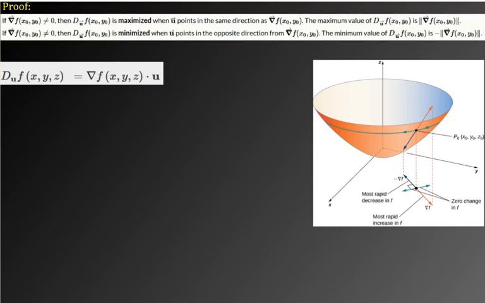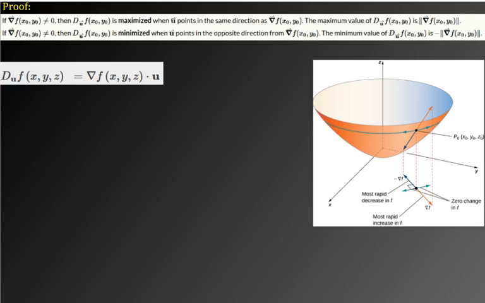All right, so I just want to go back here. This is basically just summarizing what we were just talking about. So assuming a non-zero gradient, okay? The directional derivative is maximized when that unit vector points in the same direction as the gradient, and the max value is the magnitude of the gradient. Likewise, that directional derivative is minimized when the unit vector points in the opposite direction of the gradient, and the minimum value is the negative of the magnitude of the gradient, right?